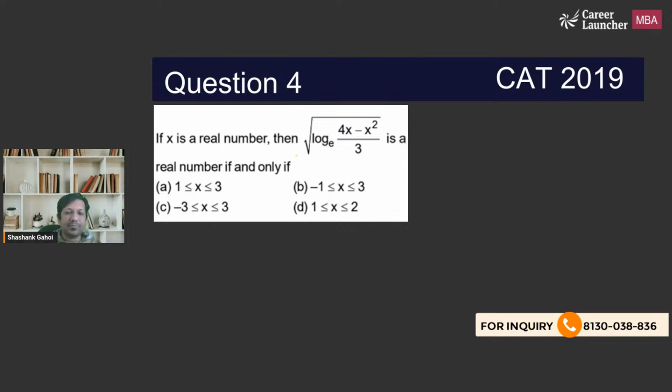Okay. So first of all, we have just figured out one thing, that this b can never be negative. It means this value should always be positive, right? So (4x minus x square) upon 3 should always be positive. Positive means greater than 0, right? So it means 4x minus x square should be greater than 0. Okay. So it means x square should be less than 4x.